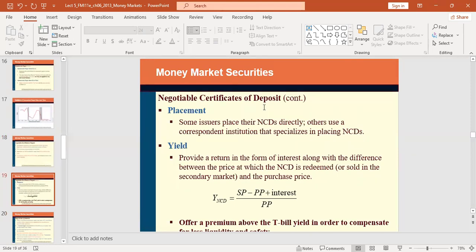Negotiable certificates of deposit also have placements. Some issuers place their NCDs directly. They can decide to sell directly to the investors, or another party will sell it on their behalf. To calculate the yield of the negotiable certificate of deposit, we use this formula: selling price minus purchase price plus interest, divided by purchase price.